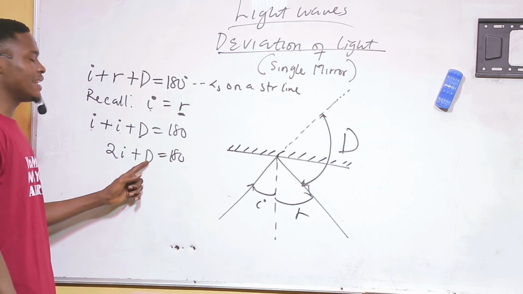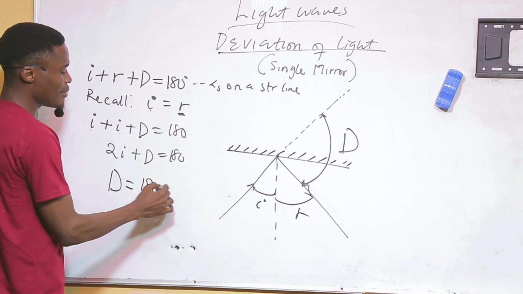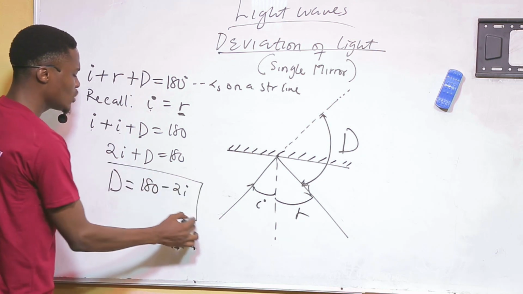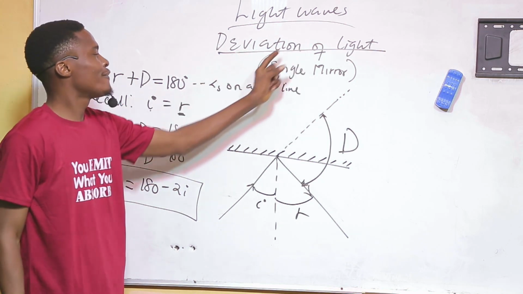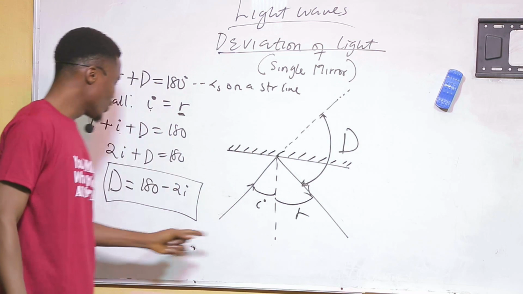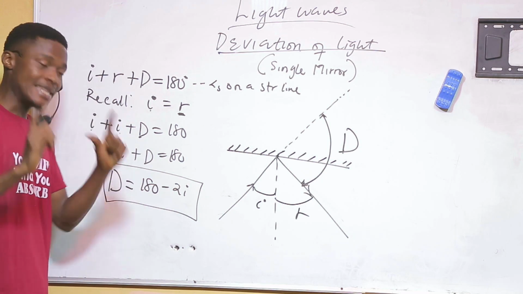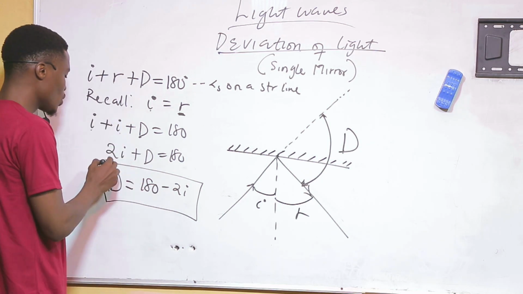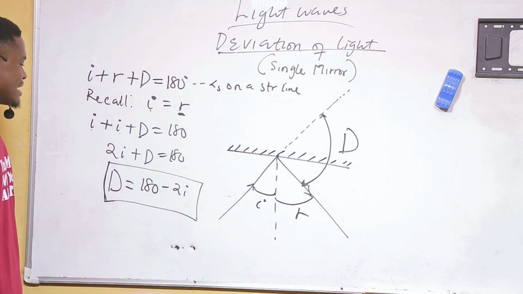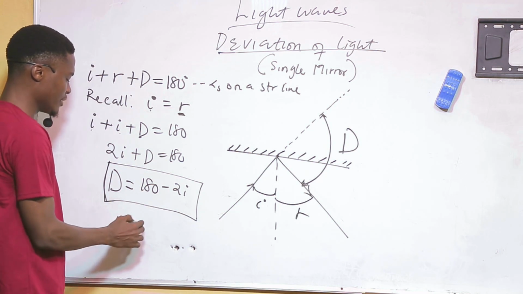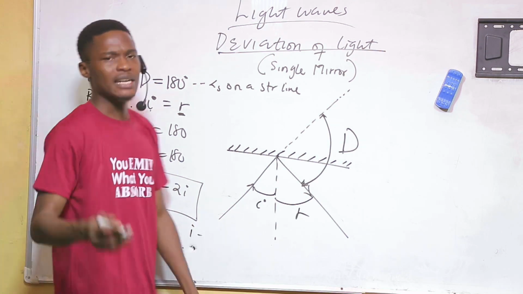Remember, our aim is to find the angle of deviation. So D, make it the subject. D becomes 180 minus 2I. So this is our formula for calculating the deviation of light from a single mirror. Deviation is equal to 180 minus 2I. Don't forget that. This is the formula to solve that question. Of course, D is your deviation, and I is your angle of incidence.